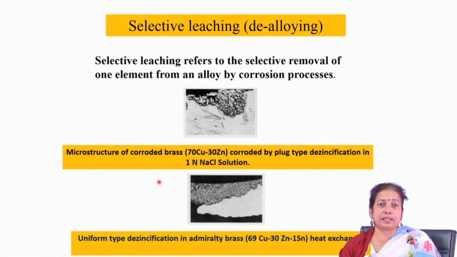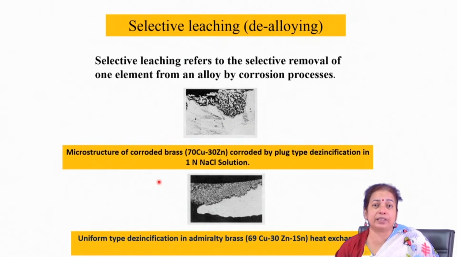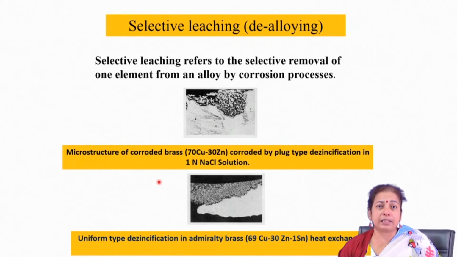So, this is called selective bleaching. So, selective bleaching or de-alloying. This is nothing but a selective removal of one of the alloying elements, or 2 or 3 alloying elements, from the typical alloy because of the differential behavior in the corrosion resistance properties of different components in the alloy.